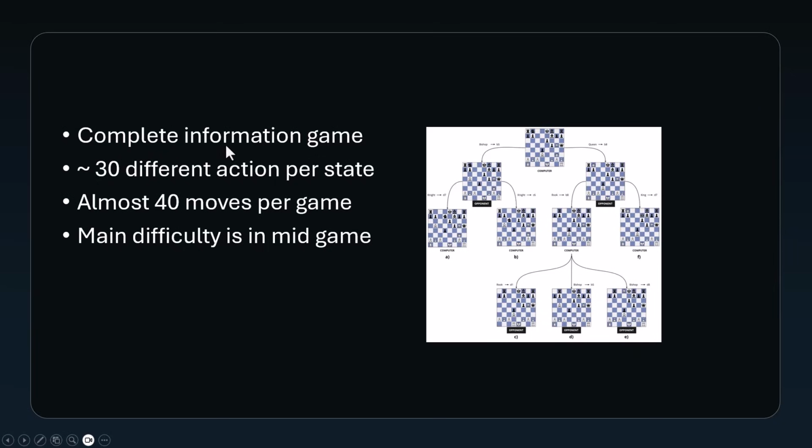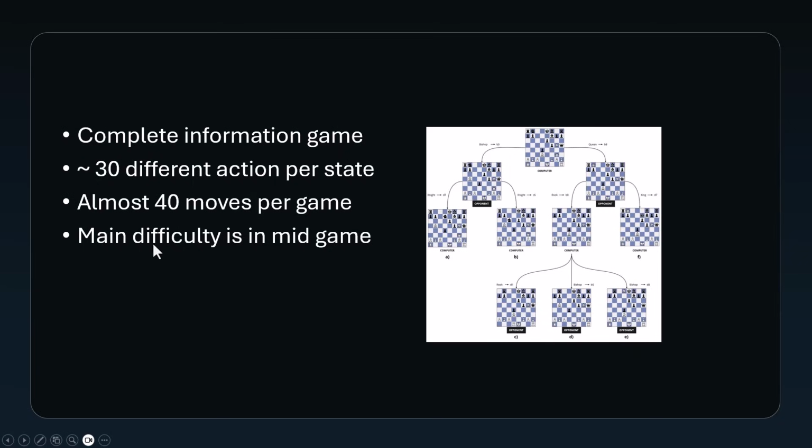Chess is called a complete information game, which means that at each state, you know everything about yourself and your opponent. There is no fog of war, there is no hidden information. There are about 30 different actions per state. So you can have 30 different branches, and each chess game has about 40 moves. So this tree can go down up to like 40 different levels.